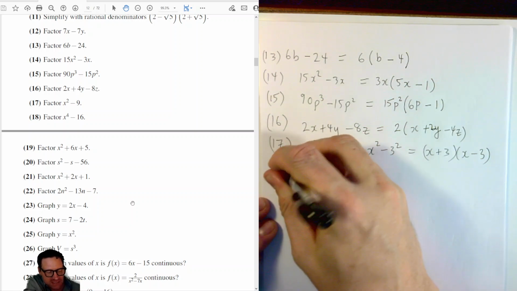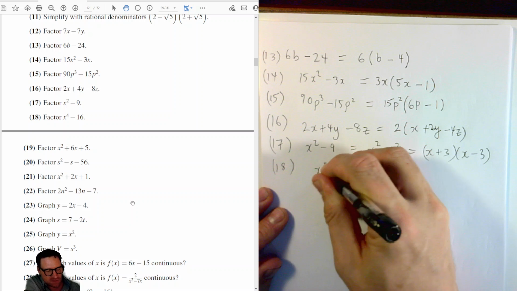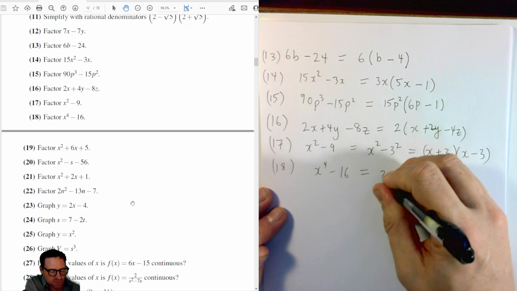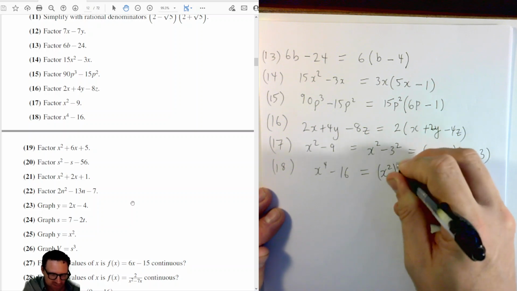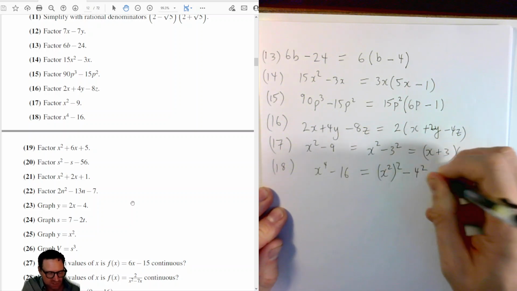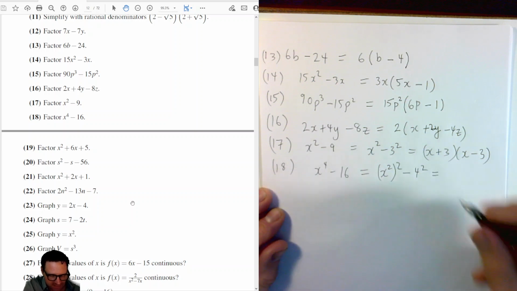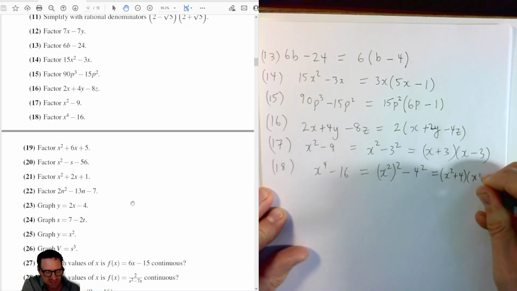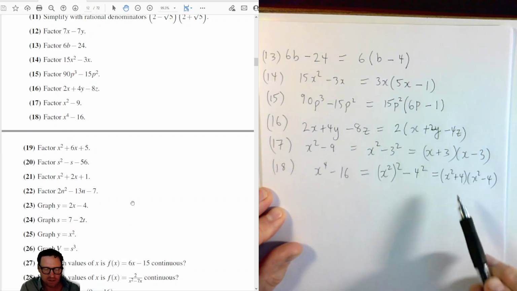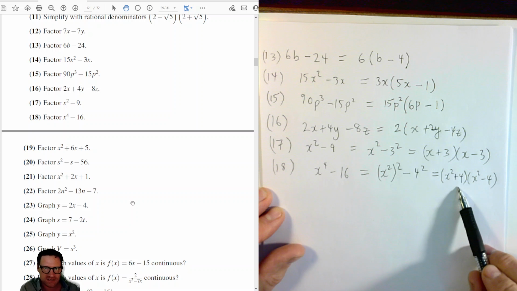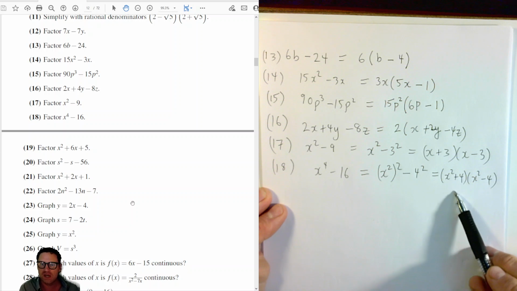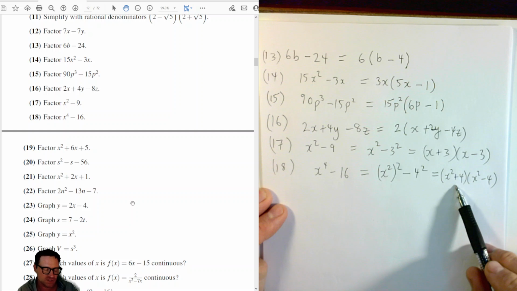Okay, question 18. X to the 4th minus 16. Well, again, this is a difference of 2 squares because we can express this as x squared squared minus 4 squared. And so as a difference of 2 squares, we have x squared plus 4 times x squared minus 4. Now notice x squared plus 4 is irreducible over the real numbers. You cannot break this into a product of 2 linear factors with real coefficients. You would have to go into the complex numbers to do that.